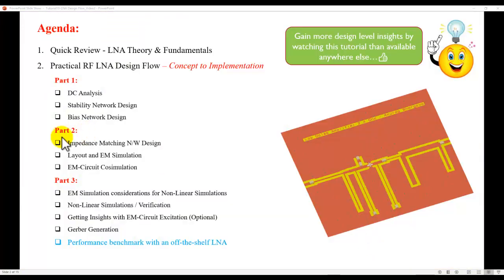Now in this tutorial, we are going to start from part 2. We already covered this agenda in tutorial 9 of the video, and these are all sequential topics, and that's why I recommend you to watch tutorial 9 if you haven't done so already. So in this tutorial, we will go over part 2 and part 3 of the design flow, and finally do the benchmark of our design with an off-the-shelf component available. Right, so enjoy the learning experience, and I hope after spending 1 hour on this tutorial video you will be fully equipped to start designing your own LNA circuits with great confidence.